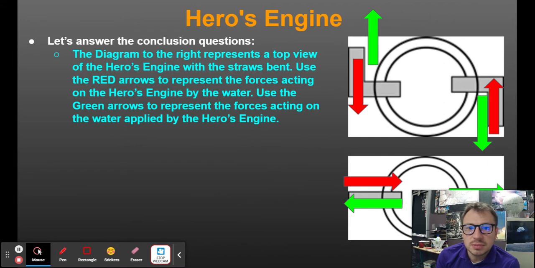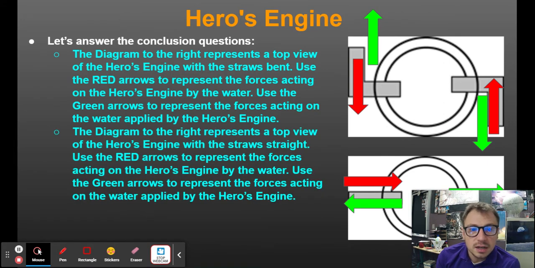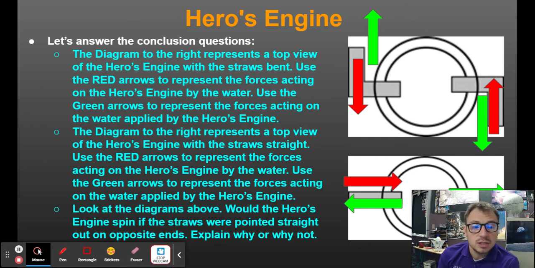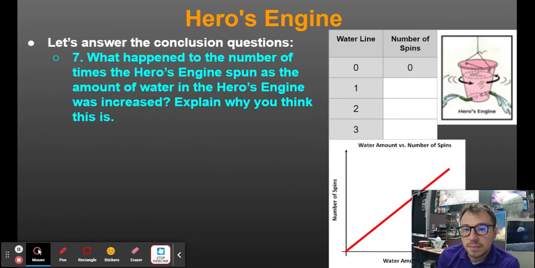So this is what those diagrams are going to look like. Now notice, if you just look at what's in red, that's what's being applied to the Hero's engine. The green is what's being applied to the water by the Hero's engine. So you'll notice that that top one, you have a torque motion, because the water is going to be applying the force on the straws, and that torquing motion is going to spin it. But if you bent the straws out straight, those forces would push in and they would balance each other out.